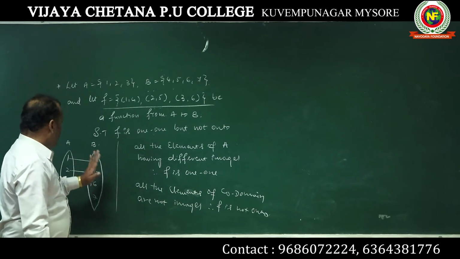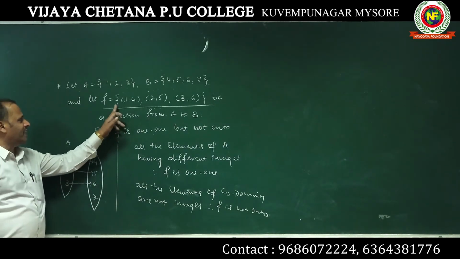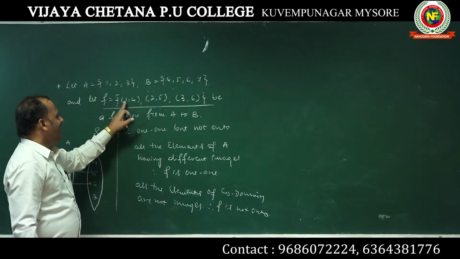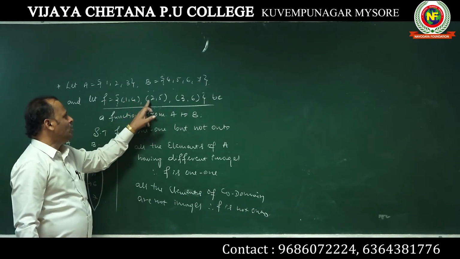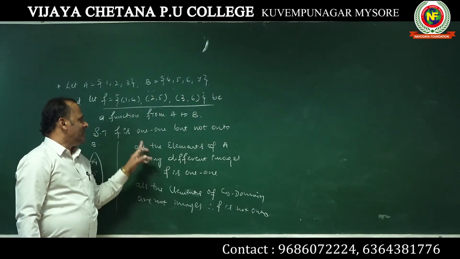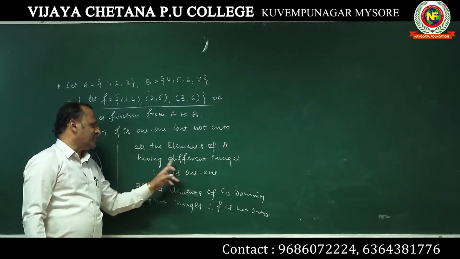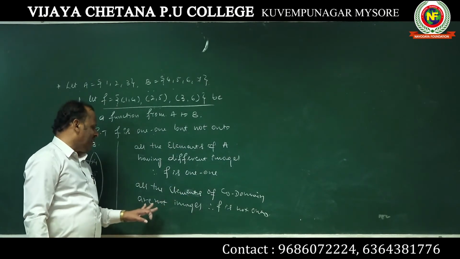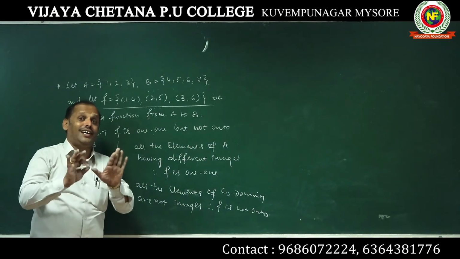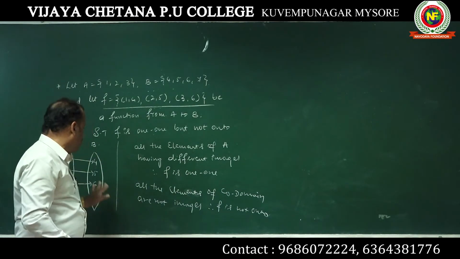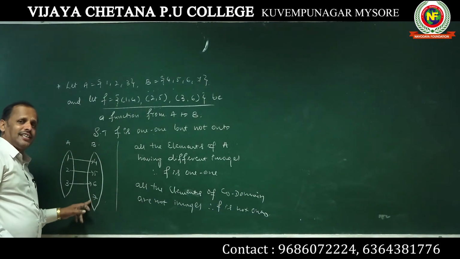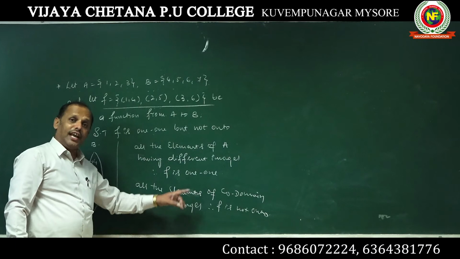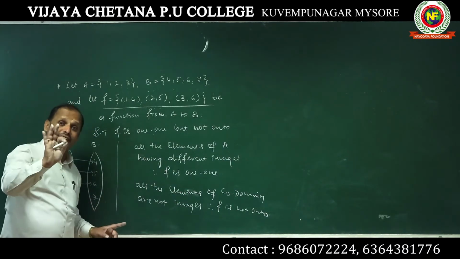But here, you are not supposed to write this. Just take that 1, 2, 3 are the elements of the domain that have different images. 1 has 4, 2 has 5, 3 has 6. All the elements of A have different images. Therefore, F is 1-1. All the elements of the codomain are not images; some elements only are the images here. 7 is not an image here. Otherwise, 7 belongs to the codomain. In the codomain, 7 is not an image.